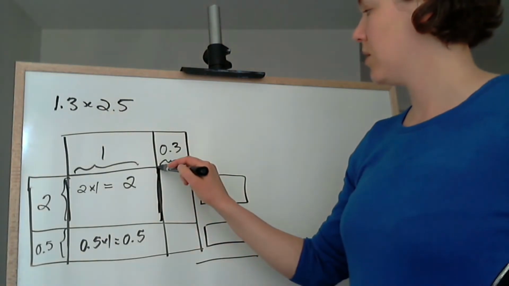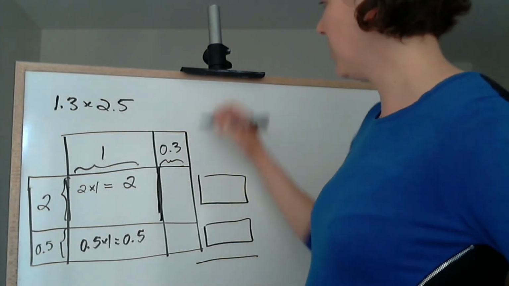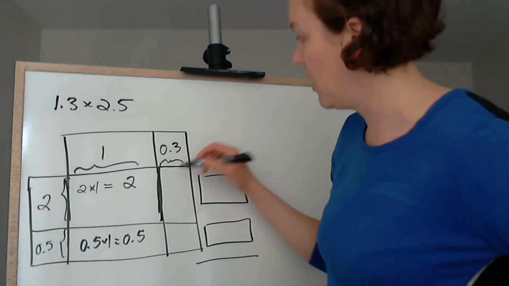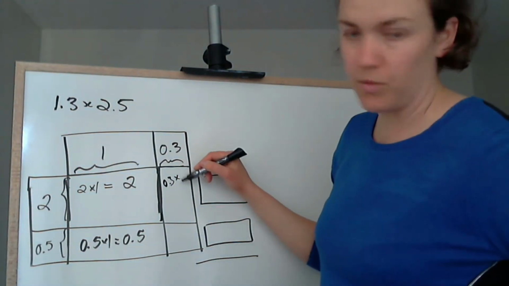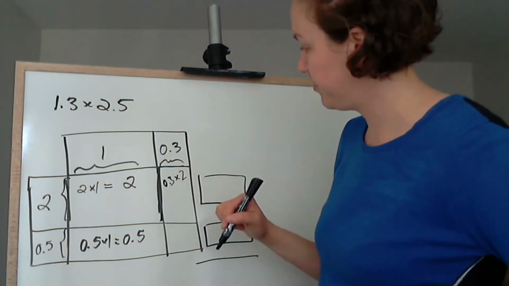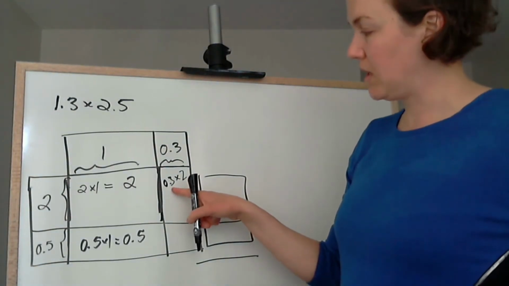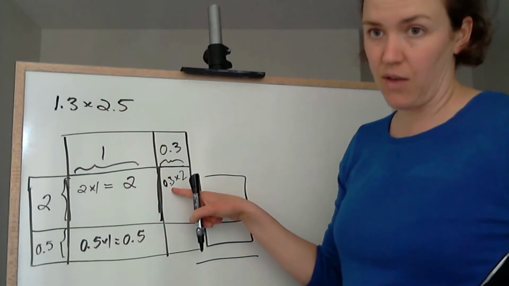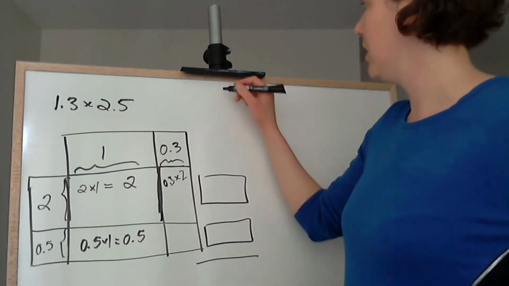2 by 3/10. And I'm going to write it this way because it helps me think of it. I'm going to say 3/10 of, times means of or groups of 2. And then I would estimate. So I would say, okay, 3/10 is close to half. Half of 2 is about 1. So my answer should be close to 1.